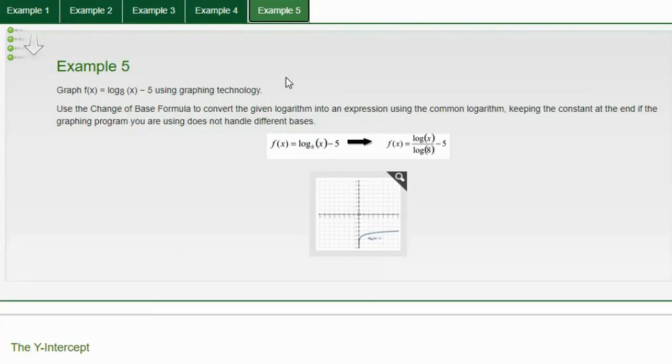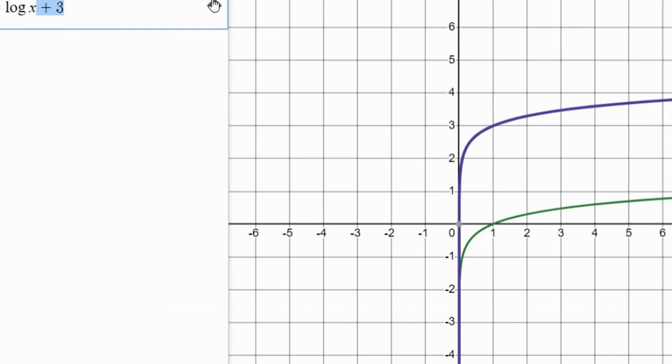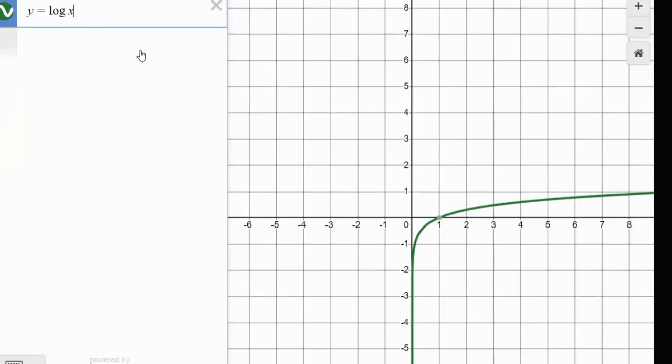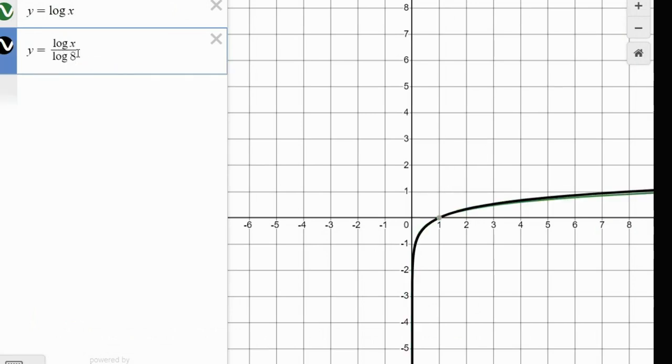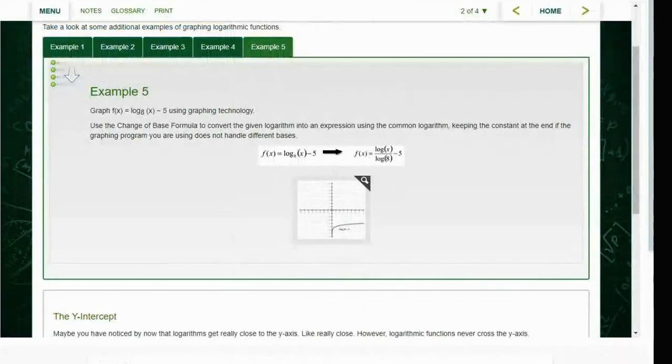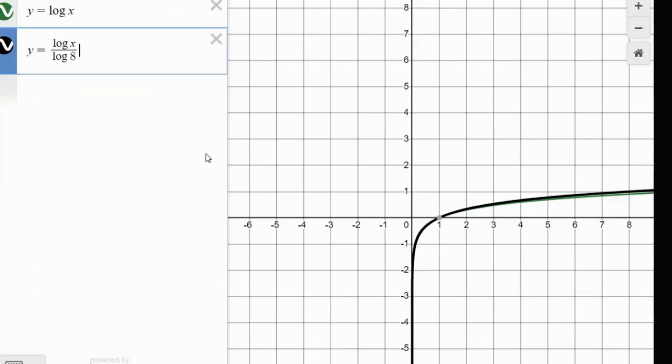Example 5. Graph log base 8 of x minus 5 using technology. So that's a little different. Log x of 8. So we would do this. So what was it? Just log x of 8. So y equals log x divided by log 8. And if we want to put, is it minus 5? Minus 5. If we put minus, we have to put it at the end.